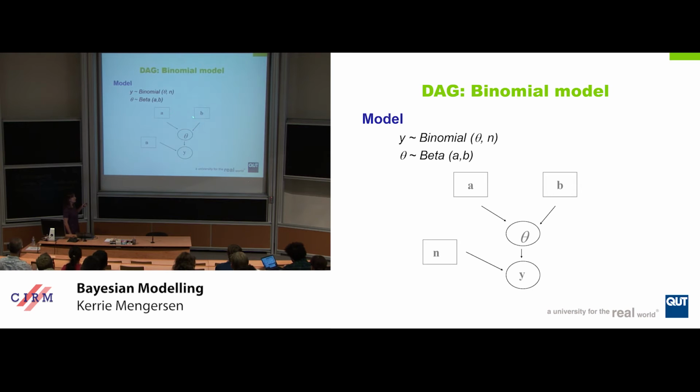And A and B, now in this example, these are also given values, so theta is defined by A and B, or has a distribution that has parameters A and B. We could also, if we wanted, have an A and a B with priors on those as well, but we would need to have that information in our data or externally.